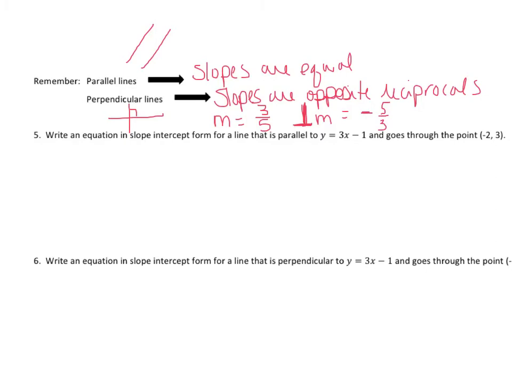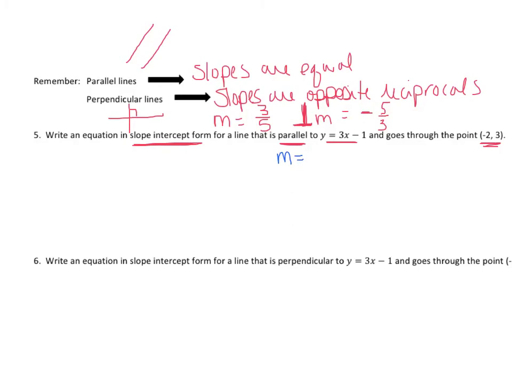Okay, so let's work an example problem. It says write an equation in slope-intercept form. So we're going to write it in slope-intercept form for a line that is parallel to this line, y equals 3x minus 1, and it goes through the point -2, 3. Okay, so what you should notice right off the bat is that if it's parallel to this line, then that means that it has the same slope.